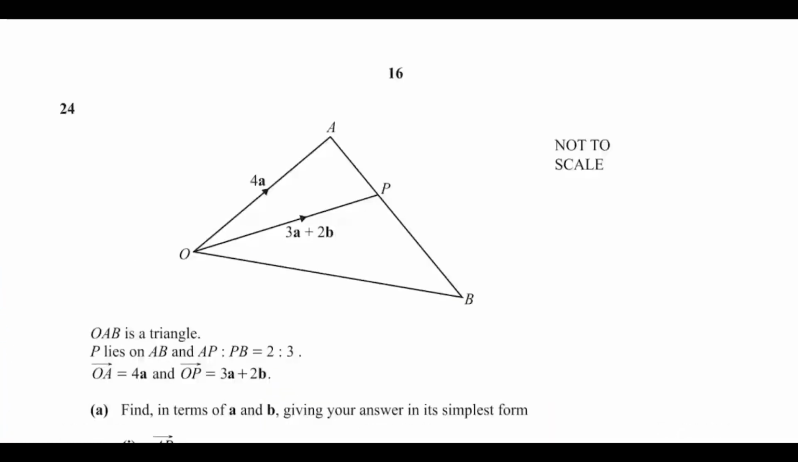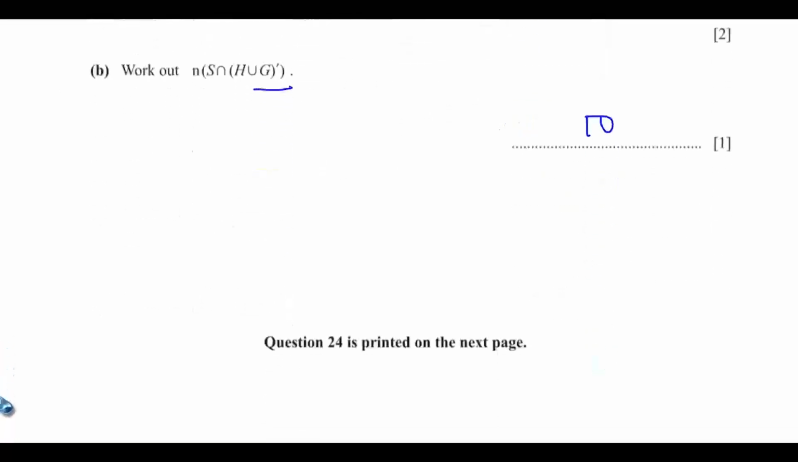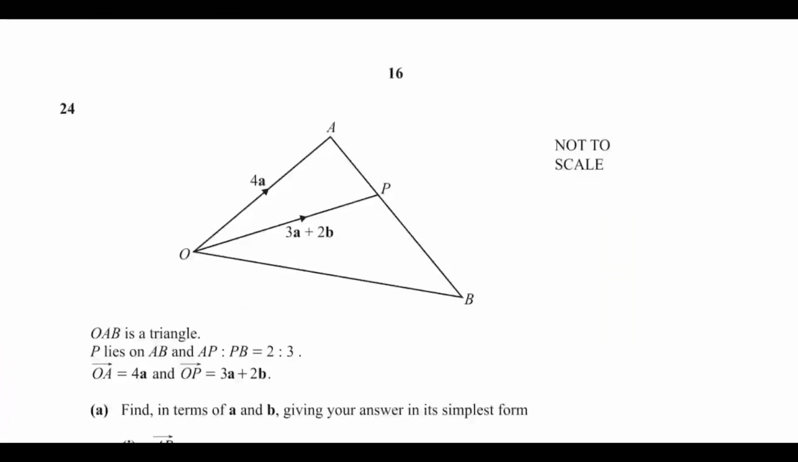So let's go to the next question. We still have another part there. Let's check again. Let's go down, 23. No. So let's go to the last question, that is question 24. OAB is a triangle. P lies on AB and AP ratio BP is 2 to 3. That means we have something like this. This is 2 and this is 3. So the total ratio will be 5.